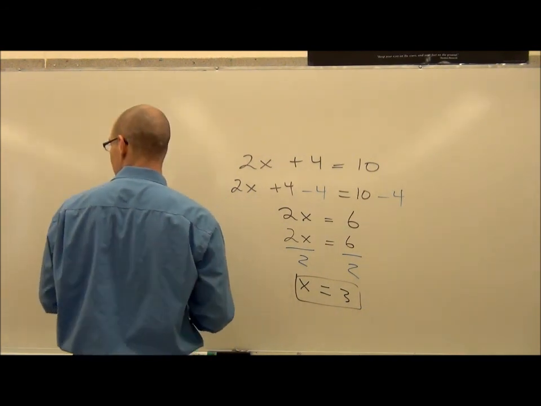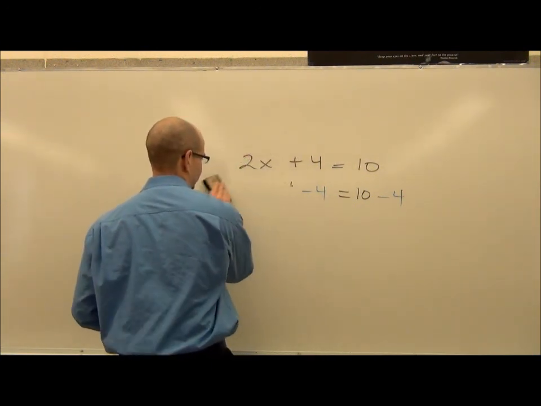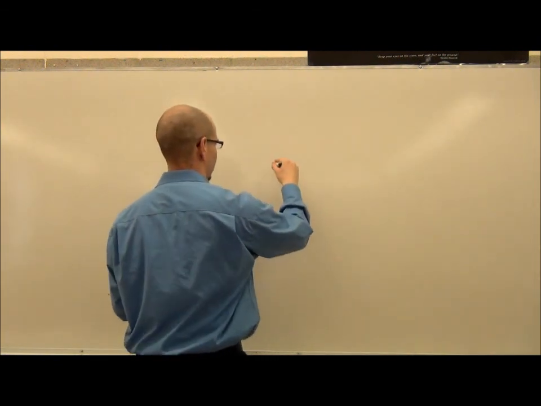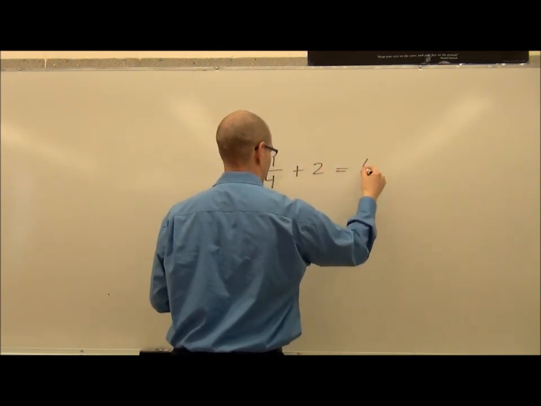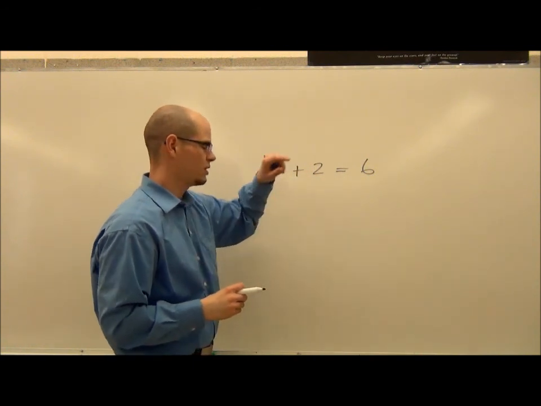Next, we did questions involving fractions. Not much harder, only one extra step. Let's look at one like this. Okay, so now you've got a variable divided by 4 plus 2 equals 6.